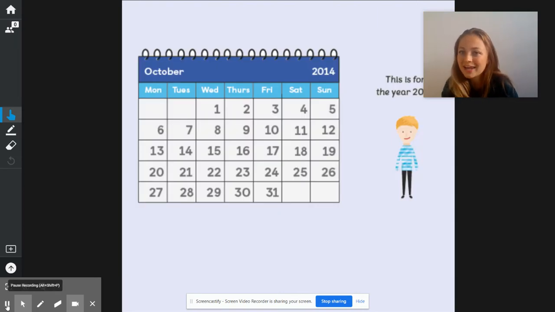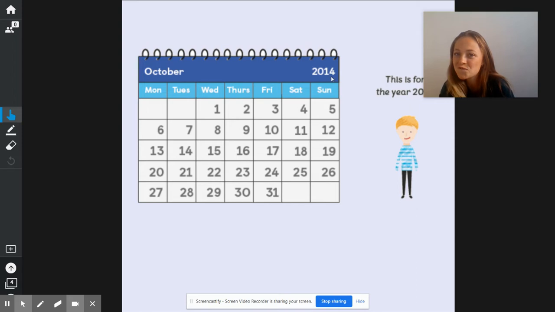So here we have a calendar. It shows us 1 month, which is the month October, and it shows us that it was in the year 2014. So this was 6 years ago, 5.5 years ago now, that this month happened. So it's obviously October of a year, but this was October 2014.